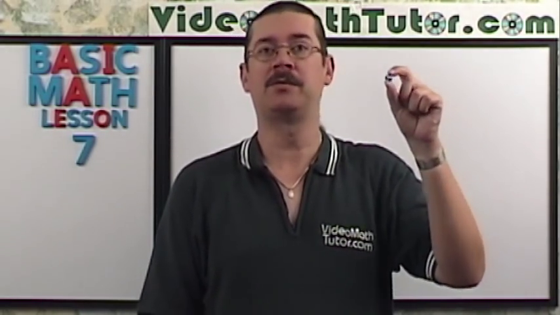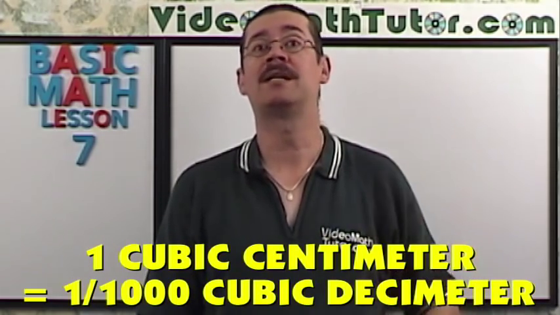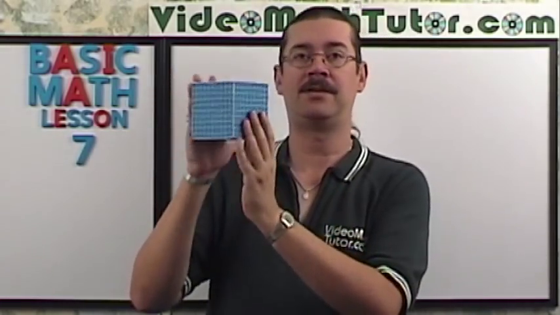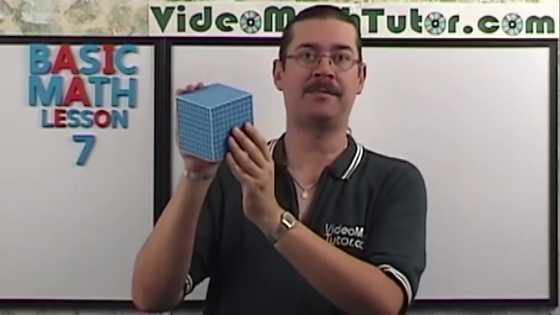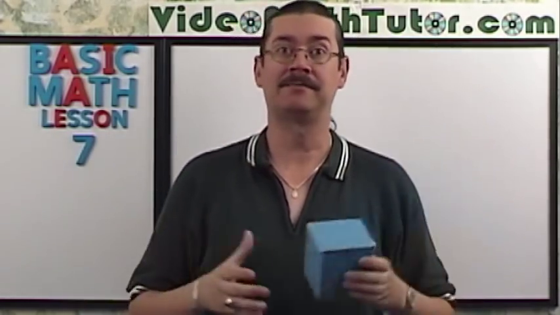Here's what a cubic centimeter would look like. It is equal to 1/1000th of a cubic decimeter. And that's what this looks like. Here's 1 cubic decimeter. And this is equal to 1/1000th of a cubic meter.